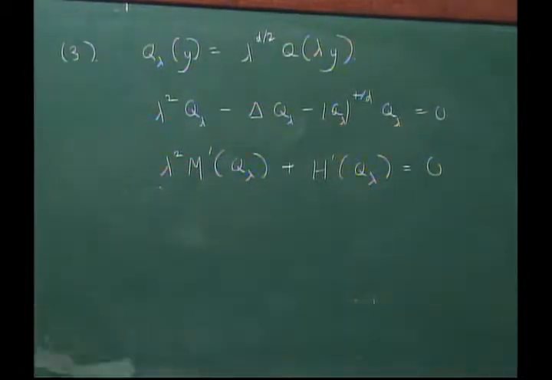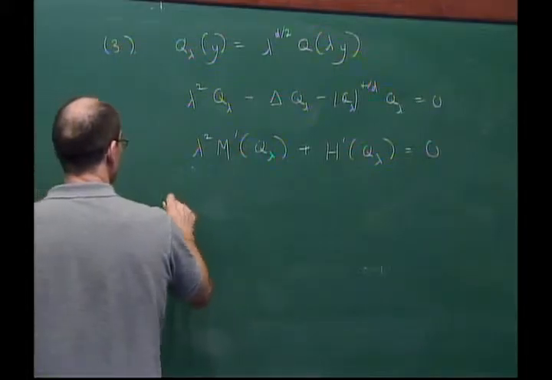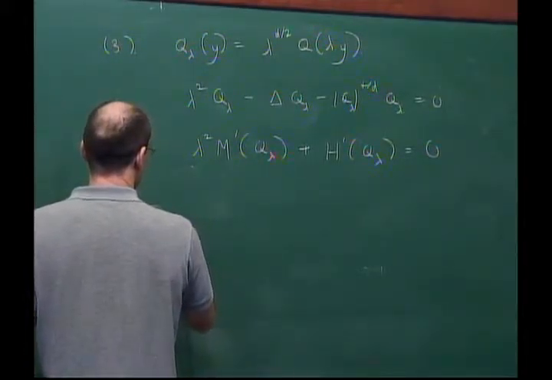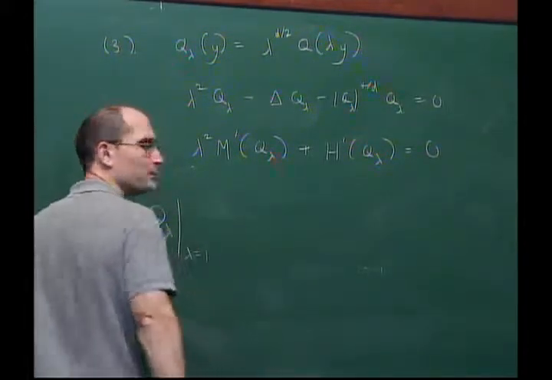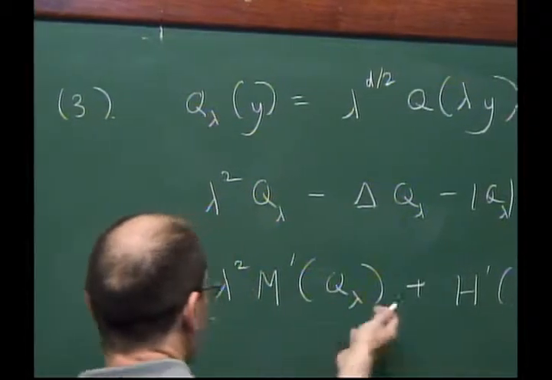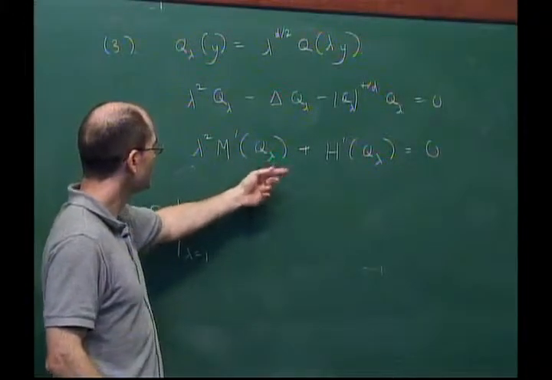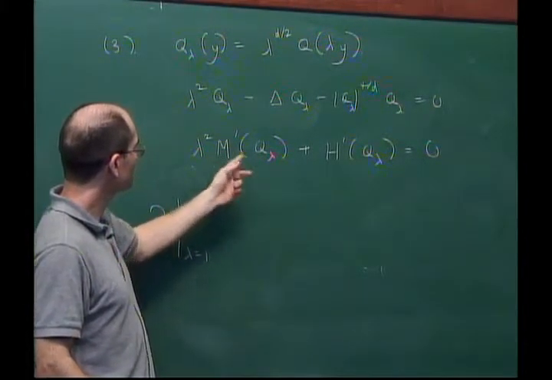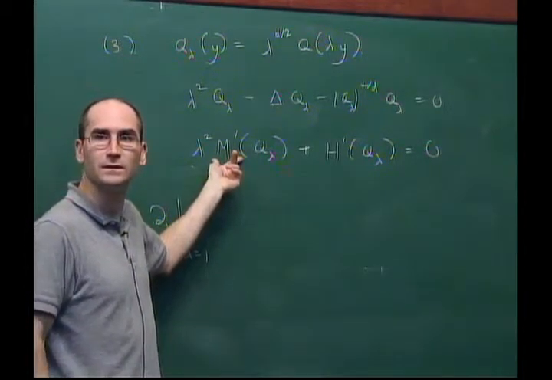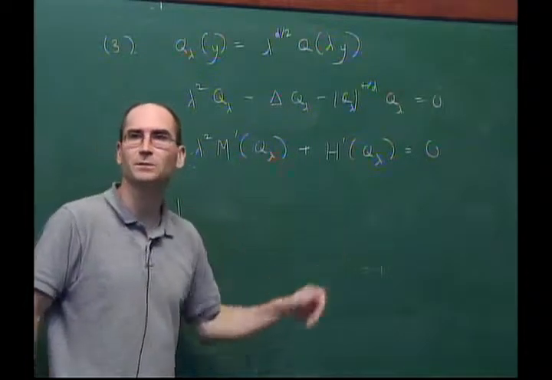There's lambda squared m prime plus h prime. And now you take d lambda and evaluate at lambda equals 1. And what happens? Well, when the lambda derivative goes inside the functions, like m prime and h prime, then you get m double prime and h double prime.